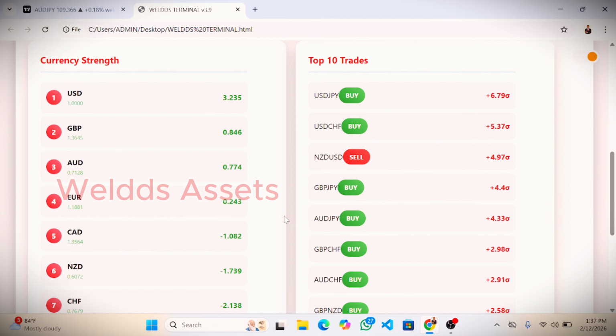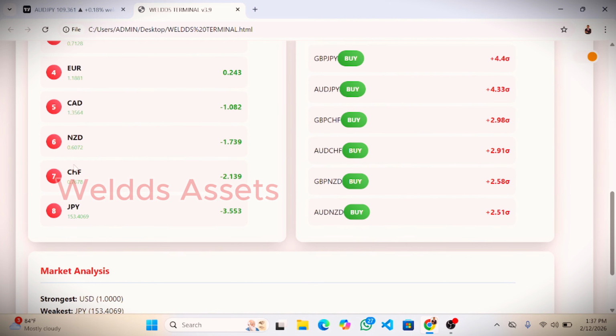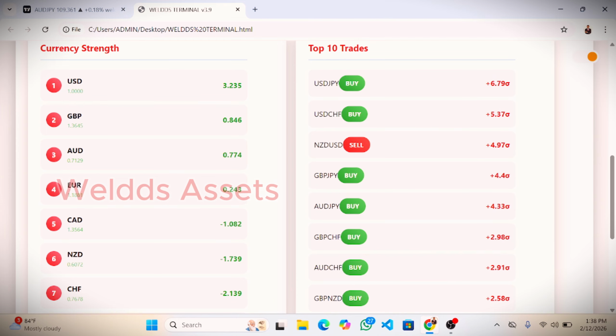But when you come down here, you see the currency strength. The US dollar is still the strongest, seconded by the British pound and the Australian dollar. If you check the bottom three, you still have Japanese yen, Swiss franc, and New Zealand dollar. The top recommended trades, you are seeing USDJPY for a buy, USDCHF, NZDJPY, AUDJPY. But to make the video very brief, I am going to concentrate on AUDJPY and USDJPY and probably the pound against Japanese yen.